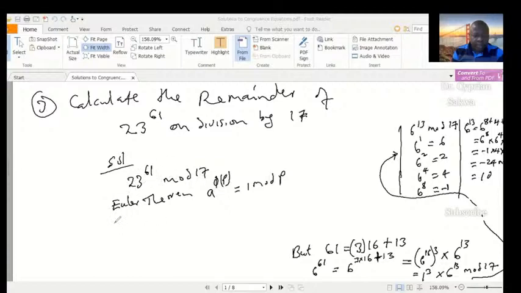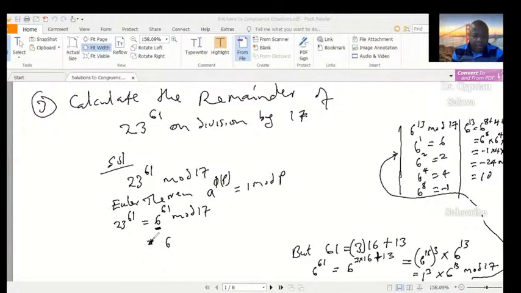Because I know that 23 raised to 61, we had done this, and the remainder of 23 would be 6. It said it would be 6 raised to 61. We had already reached here. And then I said this is smaller, so I'll be using this. And I want to use Euler's theorem here. φ(17) is 16.